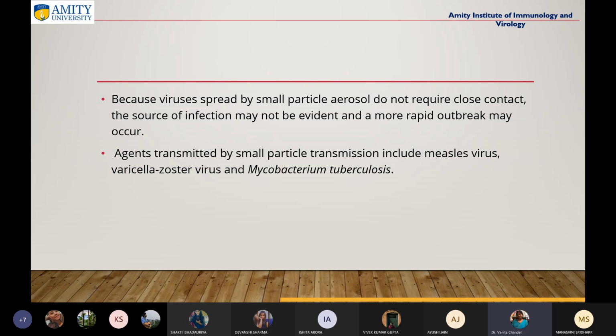Agents which are transmitted by small particle transmission include measles virus or varicella zoster virus, and a bacterial example, Mycobacterium tuberculosis. So we always say tuberculosis is also a contagious, communicable disease, and we can get it if we come in contact with the person.